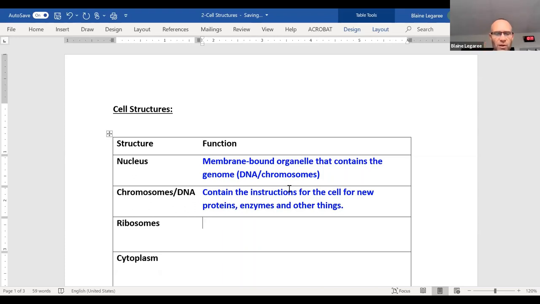So ribosomes, these are the site of a process called translation. Okay, I will underline that for you. Translation. We're going to talk about translation in a few minutes. And what is translation? Translation is protein synthesis.